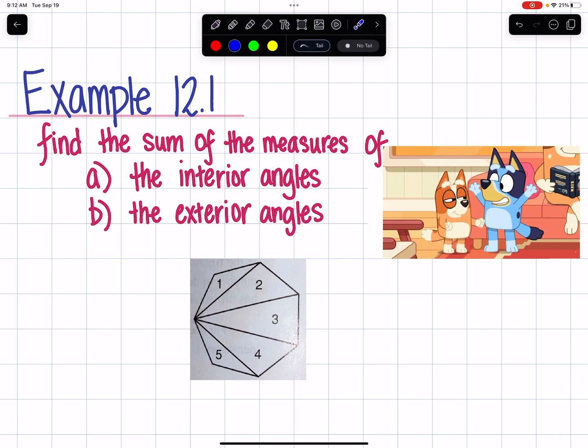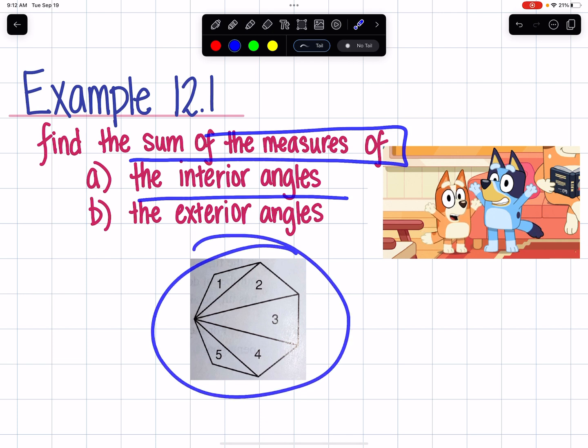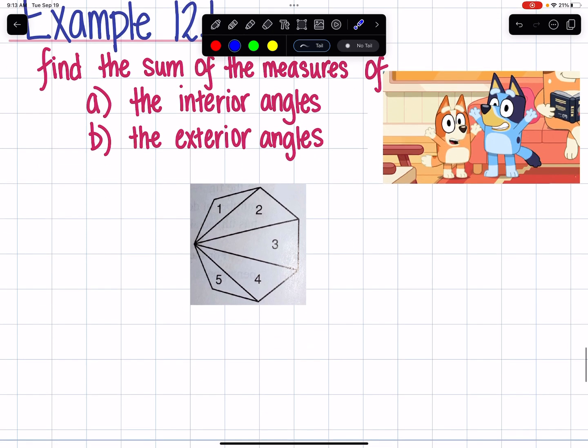Here, they want you to find the sum of the measures of the interior angles of this shape and the exterior angles. Okay, so the interior angles, they gave you a shape. It has 1, 2, 3, 4, 5, 6, 7 sides. It's a heptagon, right? Is that what that is? Pretty sure.